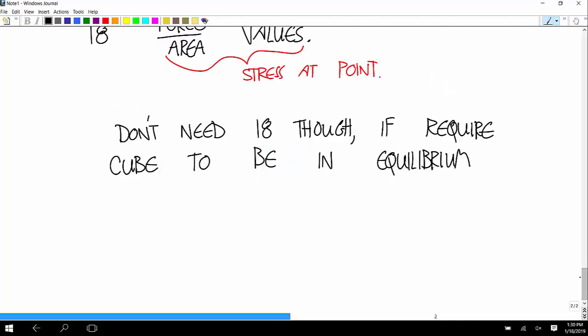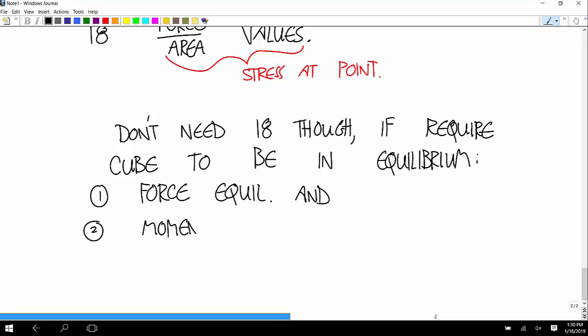And we're going to do that in two ways. First, we're going to require force equilibrium. And second, we're going to require moment equilibrium. Force equilibrium says that this cube isn't accelerating, the center of the cube isn't accelerating, and the moment equilibrium says that the cube isn't spinning.